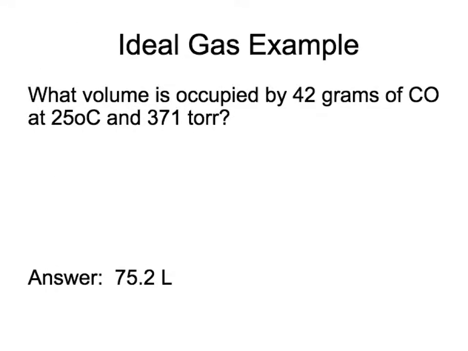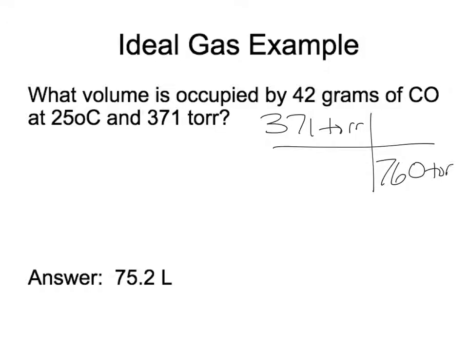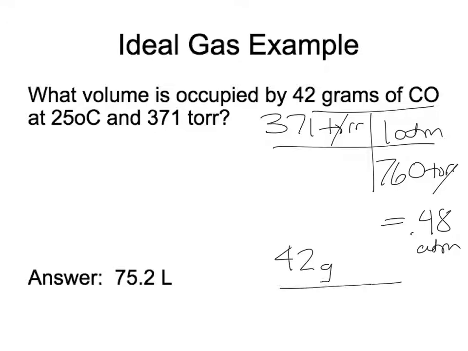Now, there's also a chance that you won't have everything the way you need it, so 371 torr, you can't use that in PV equals nRT. You're going to have to go to your equalities and see that you can convert this into 0.48 atmospheres. Okay, so make sure you know how to convert. The other thing is you can't use grams, you have to have moles. So you're going to have to take 42 grams of carbon monoxide, and you need to realize that a mole of that is 28 grams. So you are looking at 1.5 moles.